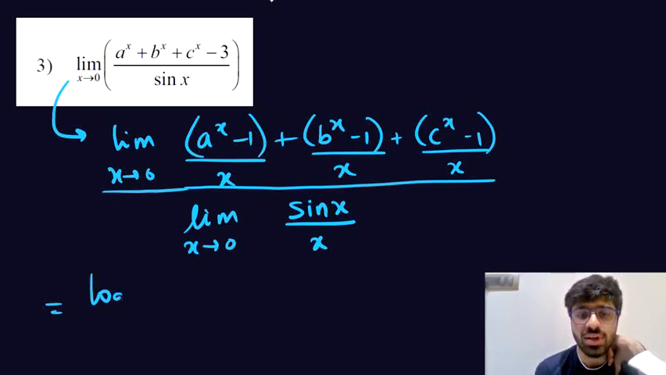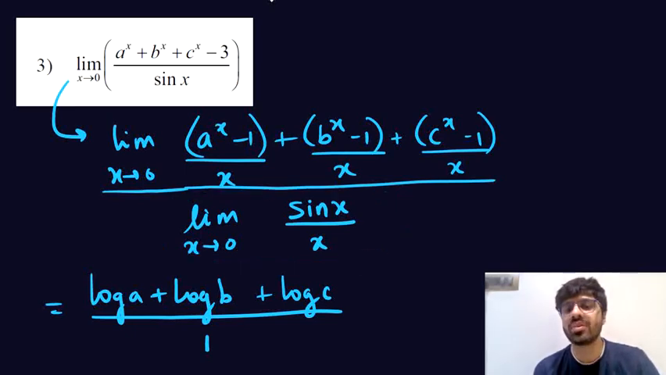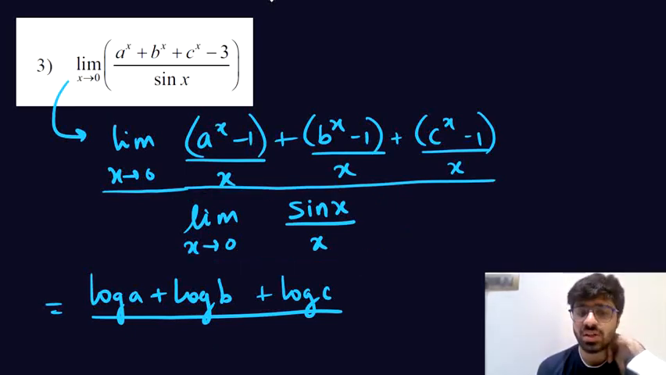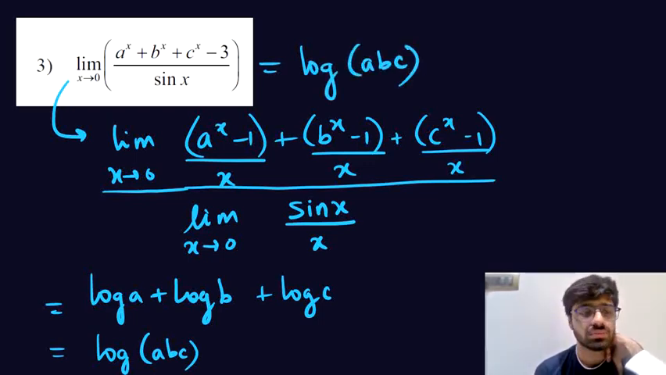So the numerator will be log a plus log b plus log c as per our formula, and the denominator will be equal to limit of sine theta by theta. Limit of theta tends to 0, sine theta by theta, that will be 1. So denominator is 1 and the numerator becomes log a plus log b plus log c, which is equal to log of abc, and that becomes the final answer for the third question.